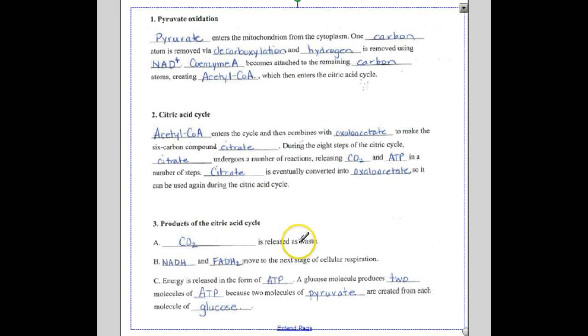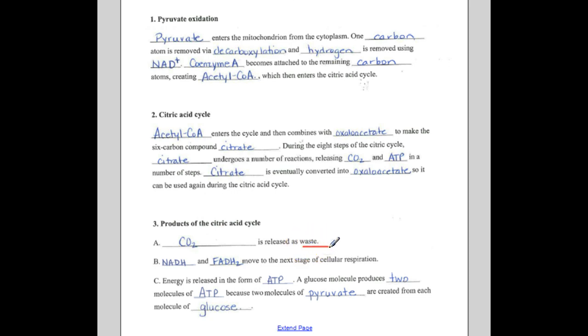So here's a summary of our main products released throughout this cycle. We get carbon dioxide released, and they say waste because it's something our body breathes out and gets rid of, or we expel it. And we end up with some NADHs and FADH2s. These are really important for the final stage of cellular respiration. This whole thing may not make a whole lot of sense until you see what their job is in the last stage. All you need to know right now, though, is that they're produced.